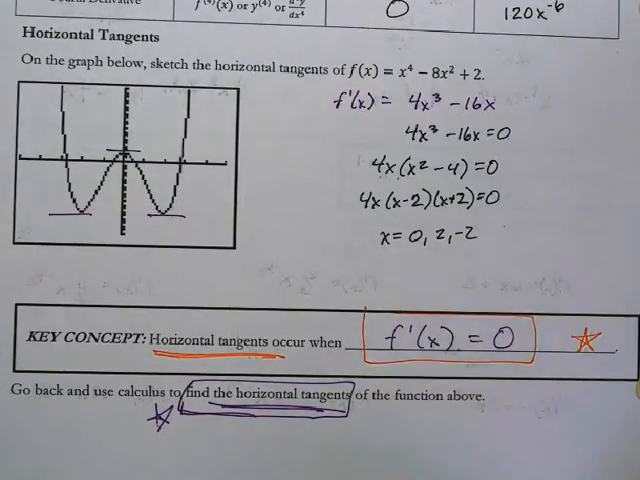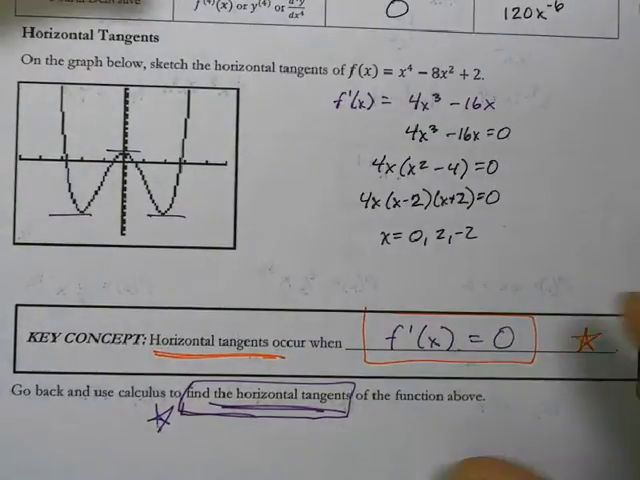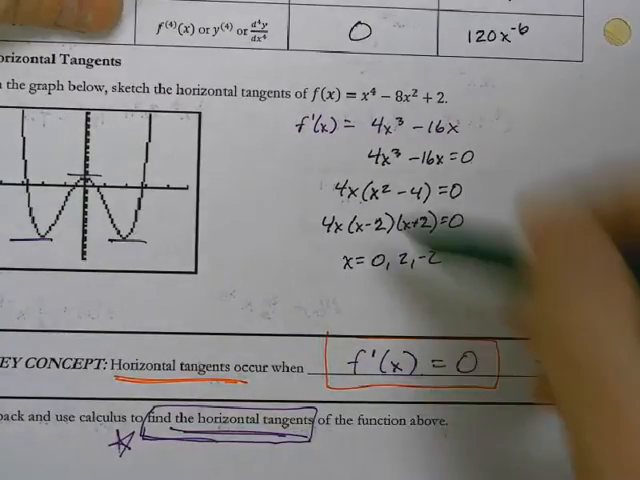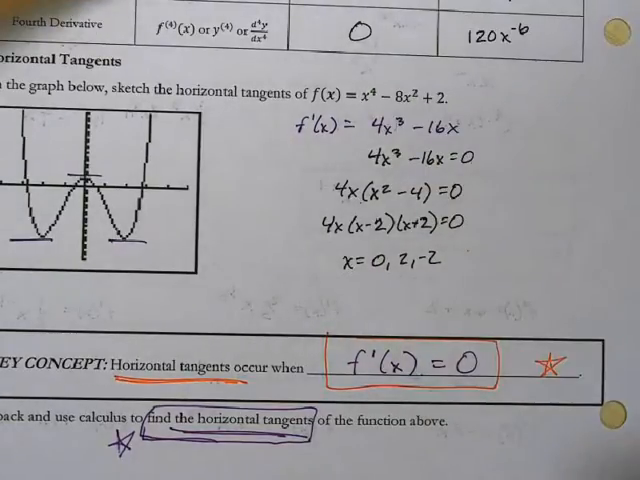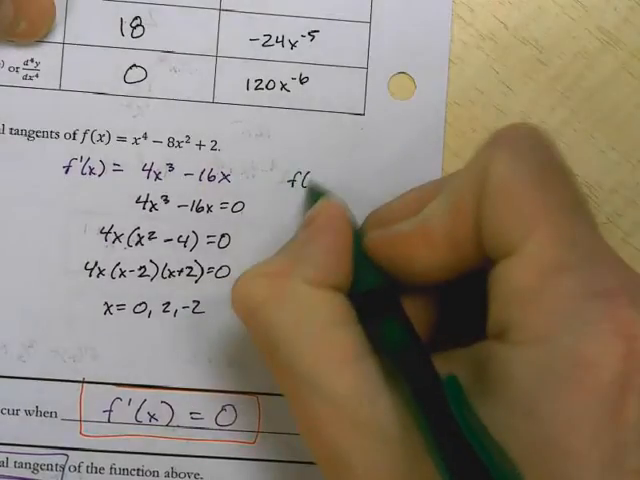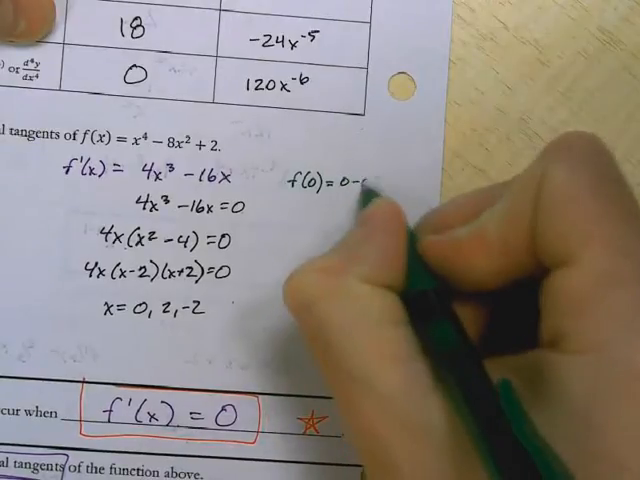To actually figure out their actual value, you got to plug 0 into the original equation. So f of 0 is 0 minus 0 plus 2. f of 0 is 2.